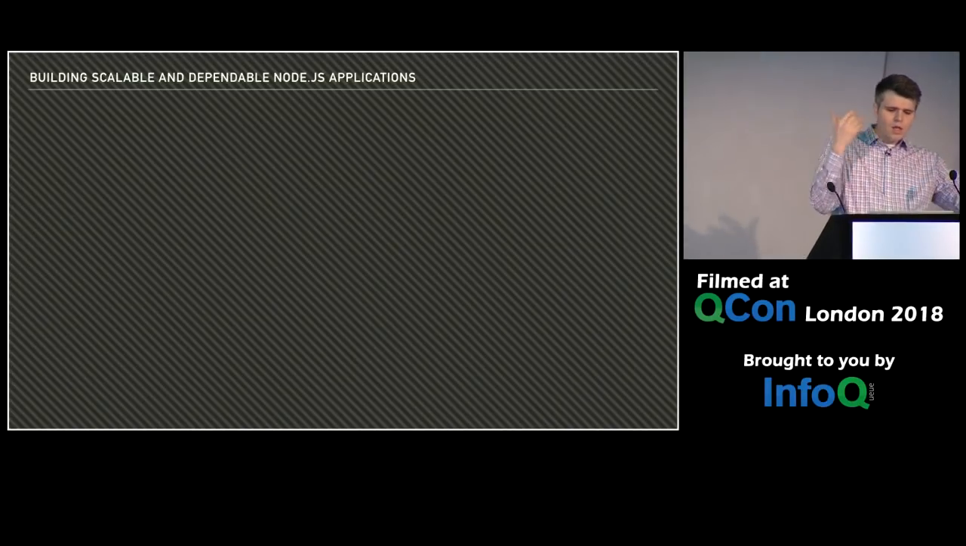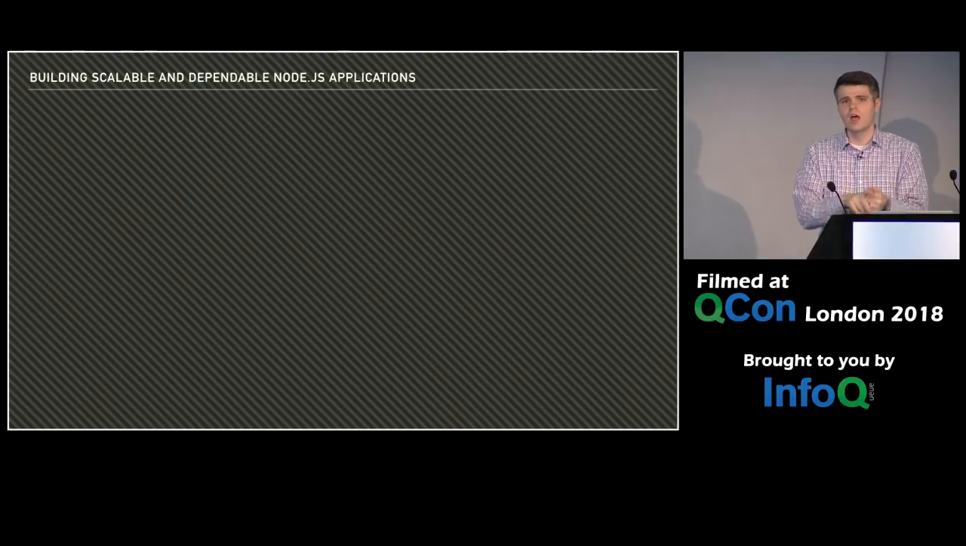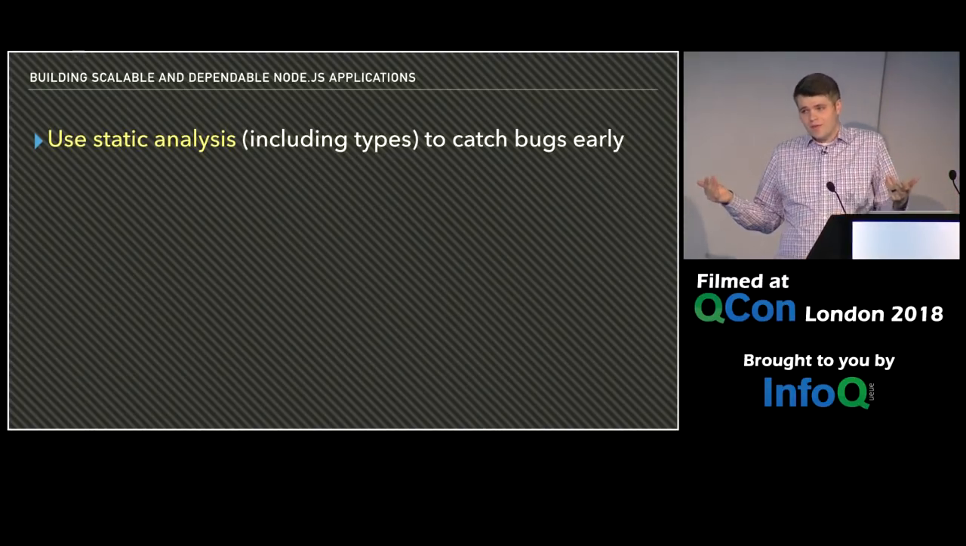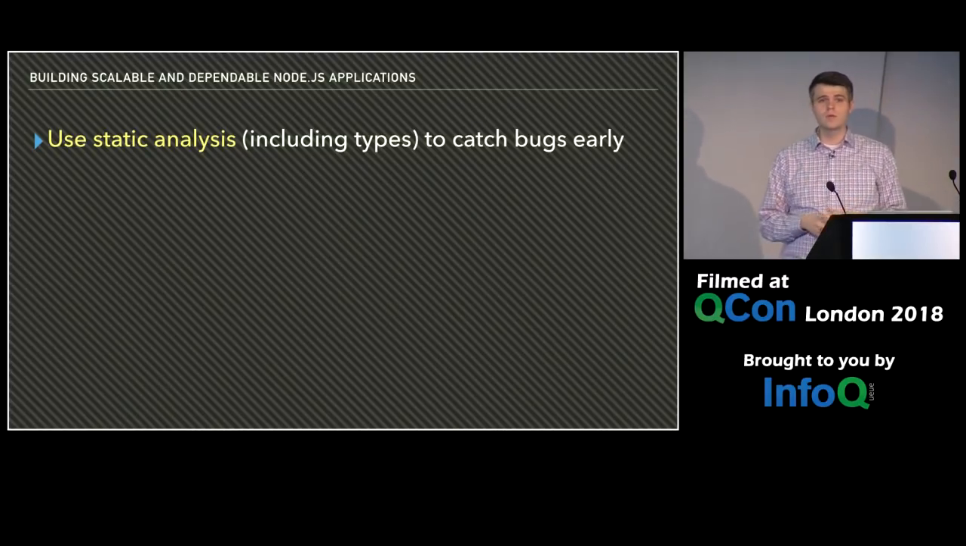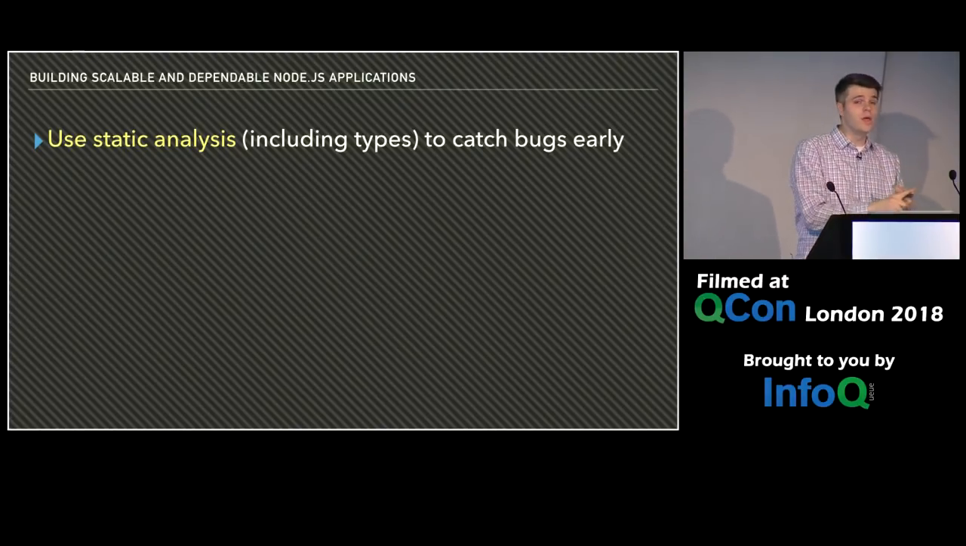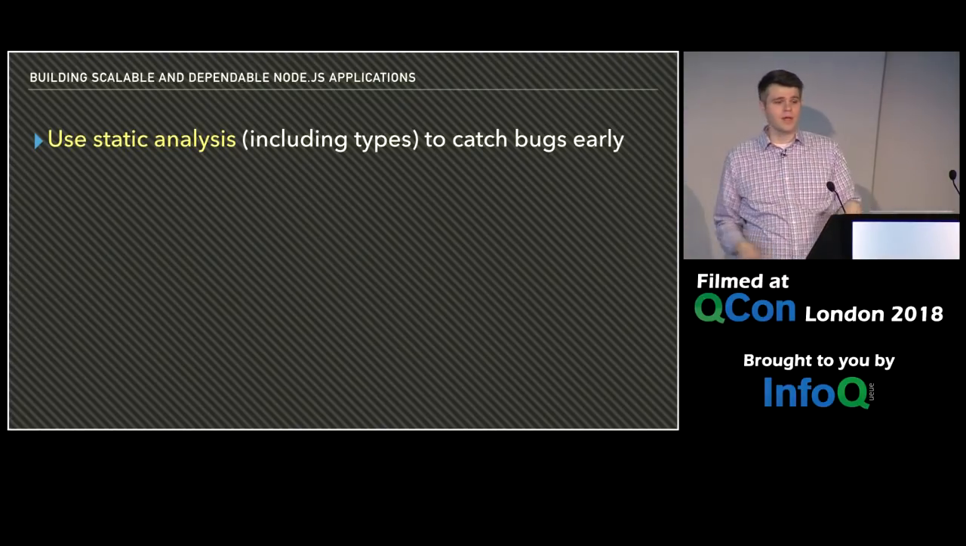So let's conclude this long-winded discussion about building dependable and scalable Node apps with just a few points that I'd like to emphasize. The first one, use static analysis, especially types. Types really help to catch those bugs early. But if you really don't like types, at least get really comfortable with ESLint, not just for style rules, but understand how to build custom rules so that if you see a bug happen in your app, you can make sure that bug doesn't ever happen again.